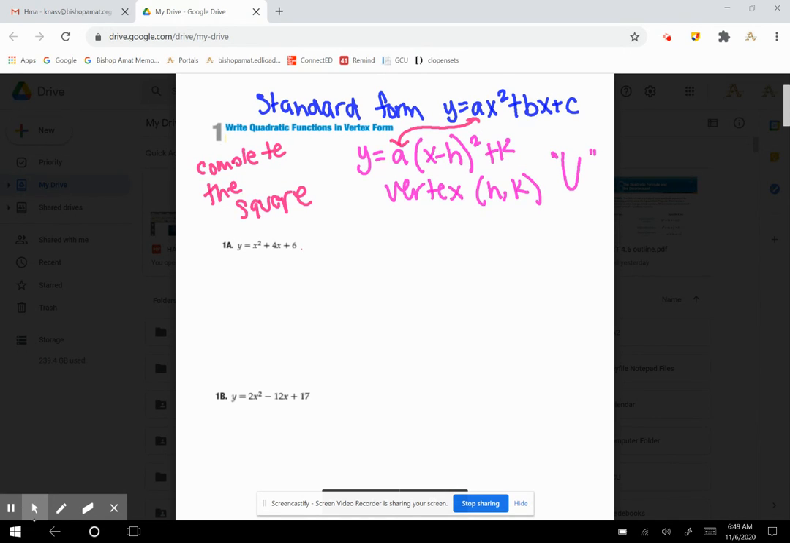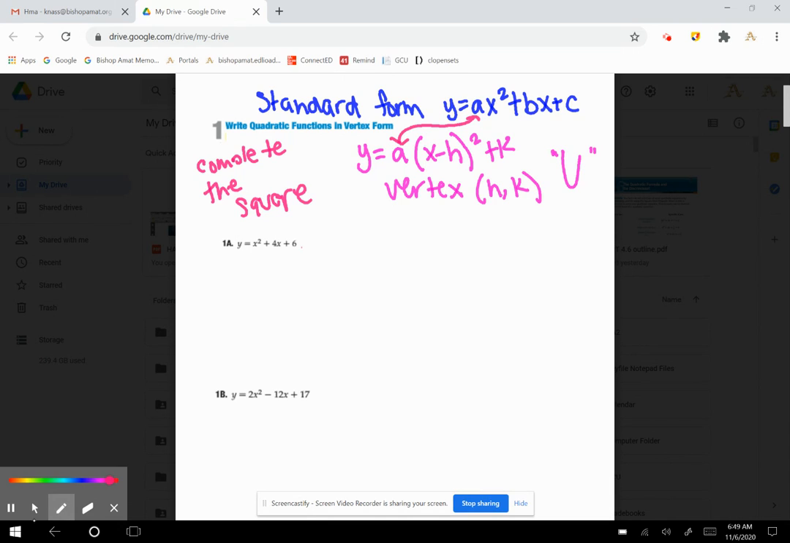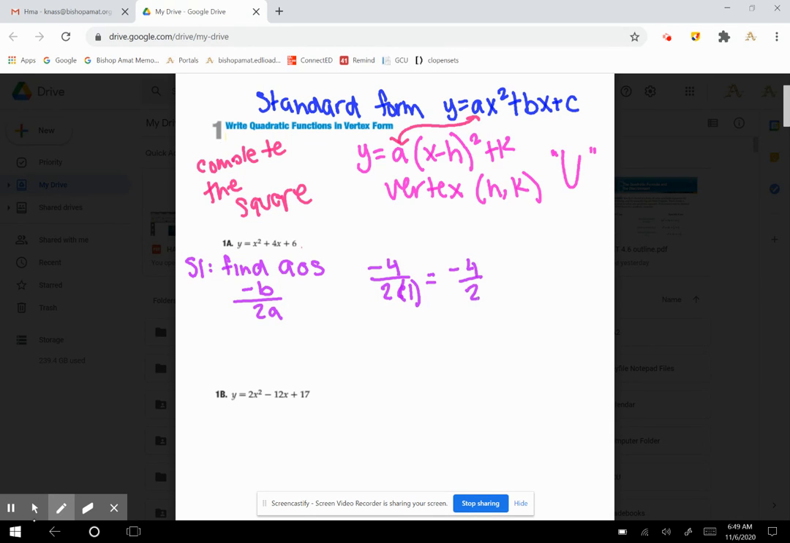Let's do that one. Step 1 is find the axis of symmetry. This is a good review, negative b over 2a. So if I take this negative b, negative 4 over 2 times 1, that gets me negative 4 over 2, which is negative 2. So x equals negative 2.